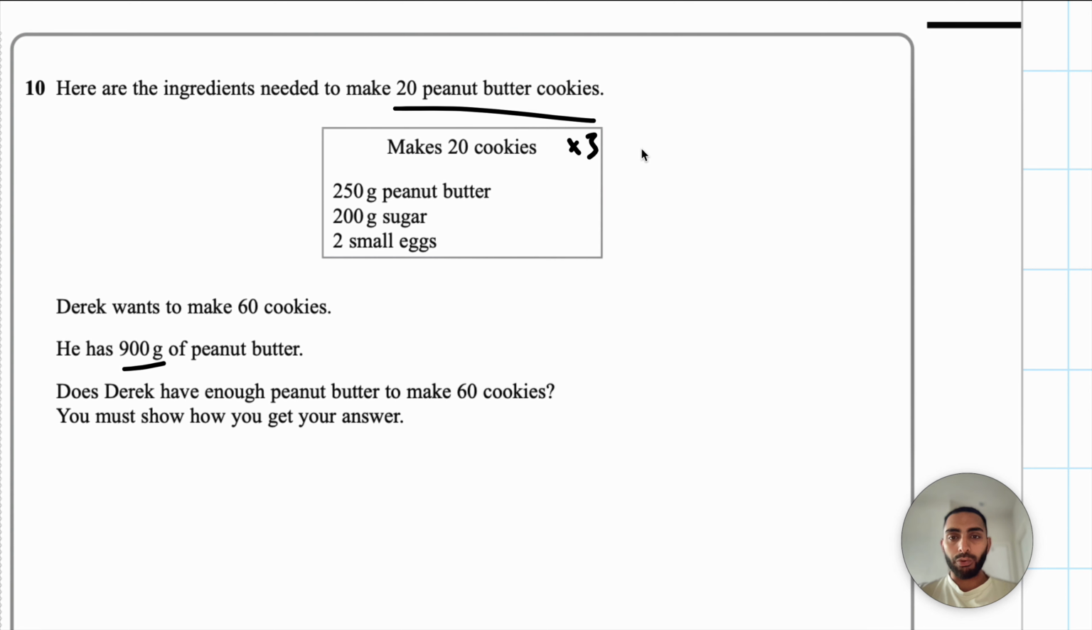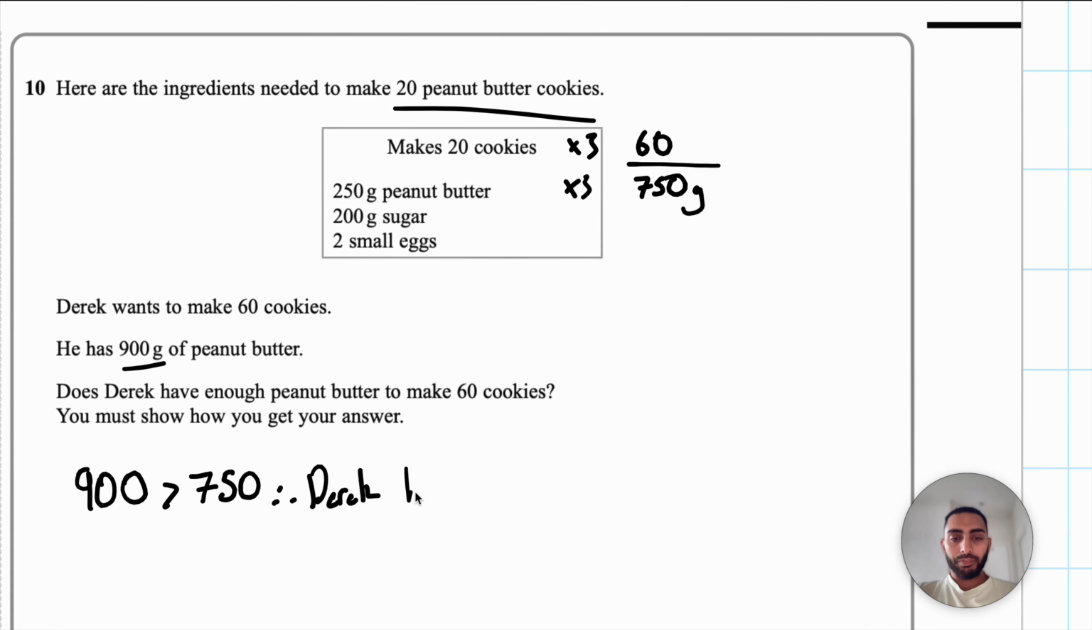We need to multiply by 3. So that would be 20 times by 3, which gives me 60. We care about the peanut butter, so I just need to multiply the peanut butter also by 3. If I do my 25 times table, 25, 50, 75, that would be 750. I need 750 grams of peanut butter for a recipe of 60 cookies. Derek has 900 grams, and 900 is more than 750. So we can write 900 is greater than 750. Therefore, Derek has enough peanut butter for 60 cookies.